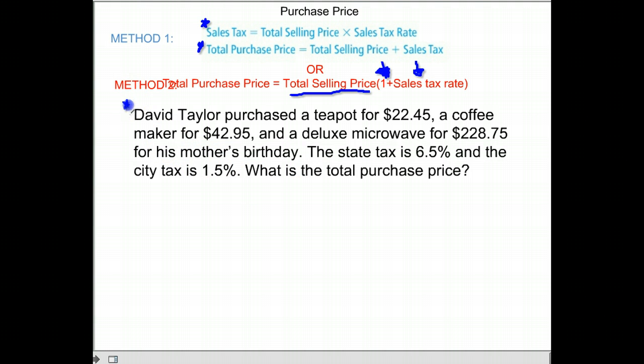We have an example of David Taylor. He purchased a teapot for $22.45, a coffee maker for $42.95, and a deluxe microwave for $228.75 for his mother's birthday. Then he paid 6.5% state tax and 1.5% city tax. So the first thing we're going to have to do is total his purchases. No matter which method we use, we have to have the total purchases and not just have them out individually. So I'm going to add together the price of the teapot, the coffee maker, and the microwave. Okay, so find that total.